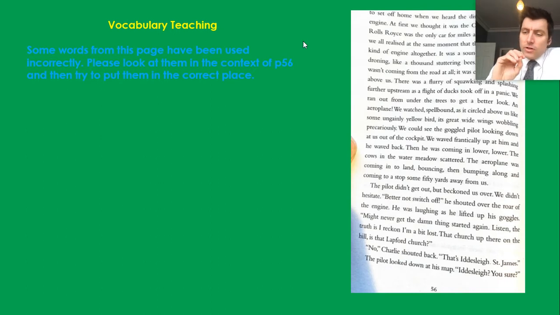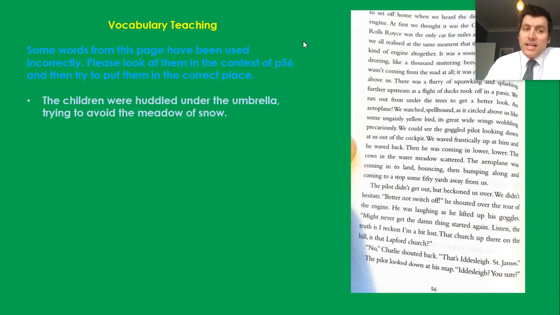Right, as we've done before, some of the words in some sentences that are going to appear are going to be incorrectly used. So if I just show you here, the children were huddled under the umbrella trying to avoid the medal of the snow. There's a word within that sentence that's wrong. It's on the page, but it's replaced another word on the page and it's incorrect. I'll show you what I mean once we've read through that page. We're going to read the end of page 55 and then carry on through page 56, stopping at the word church.